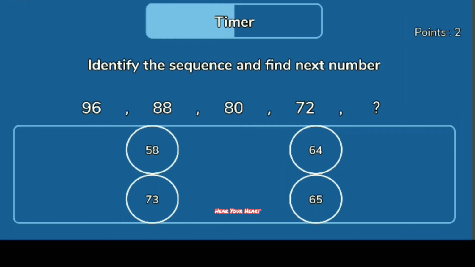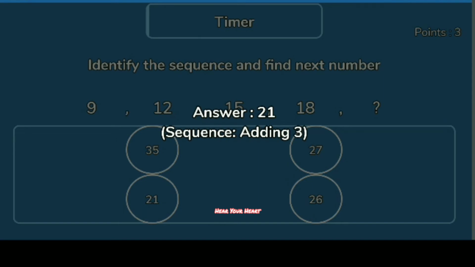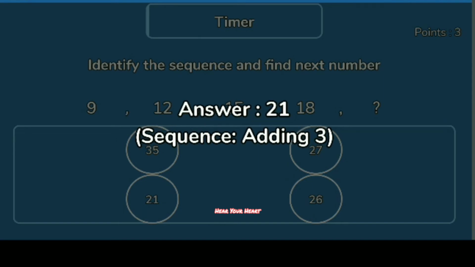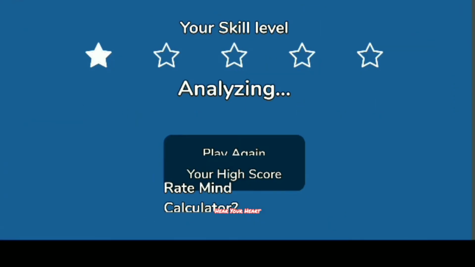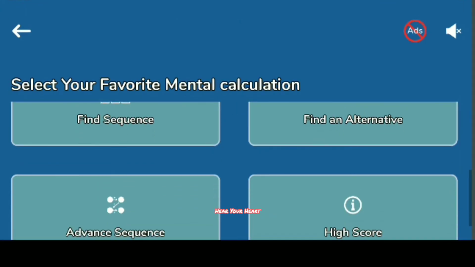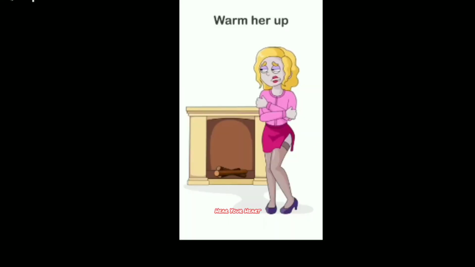Yeah, you can do it part by part. 72 minus 2, so 70, and then minus 6. So how much? 64. Correct. Like this you have to do. I'm trying to proceed fast. Okay. Next we have find an alternative.